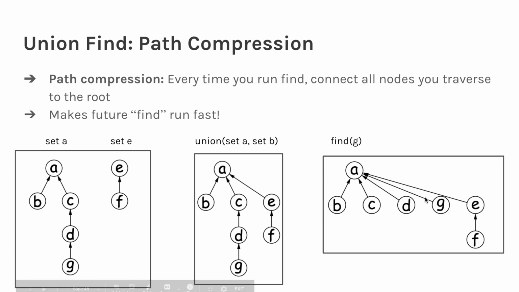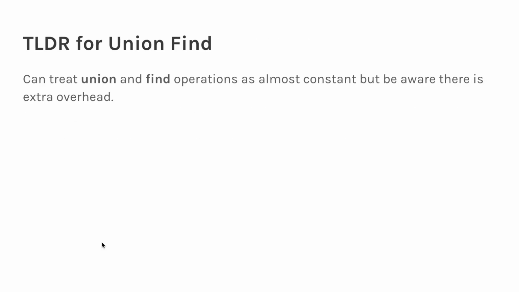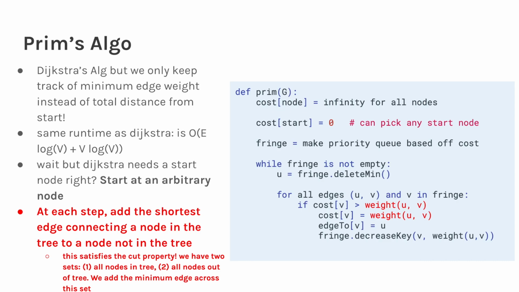Almost all the nodes would be pointing directly to a root, and this means that our union find operations will be almost constant. So when we're analyzing the runtime, yes, we have E find and E union operations, but overall the runtime is going to be dominated by E log E because we can assume that the runtime of these union operations is going to be less than log E. So this is a TLDR: treat those operations as almost constant. Okay, so that was Kruskal's.